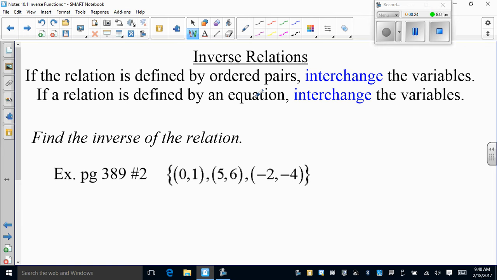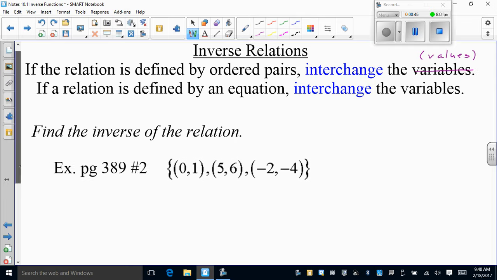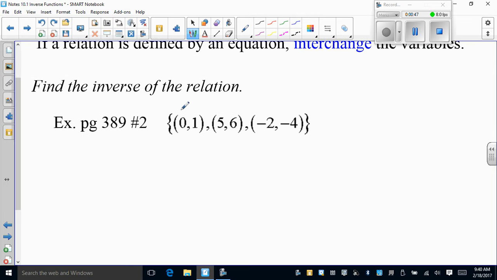If a relation is defined by an equation, again, just interchange the variables. So this is not really interchanging the variables, you're interchanging the values. There's no variables here. So find the inverse of the relation. This would be x, y. And this would be x, y, and in the inverse, you would switch places with your x and your y.